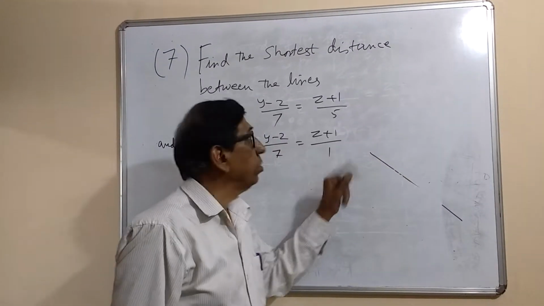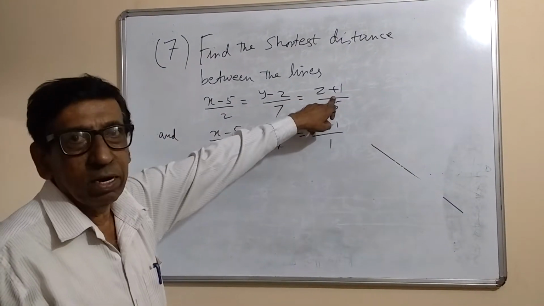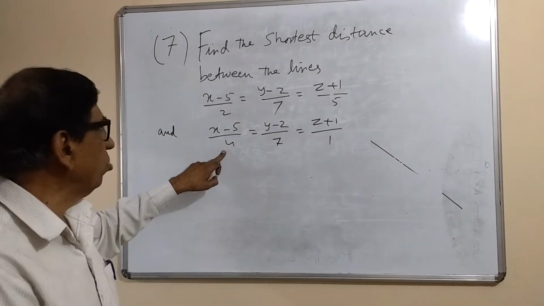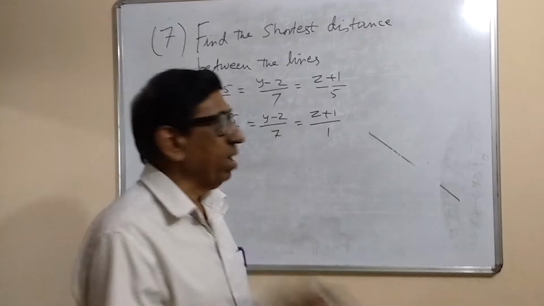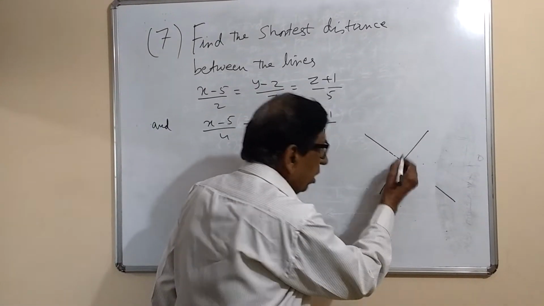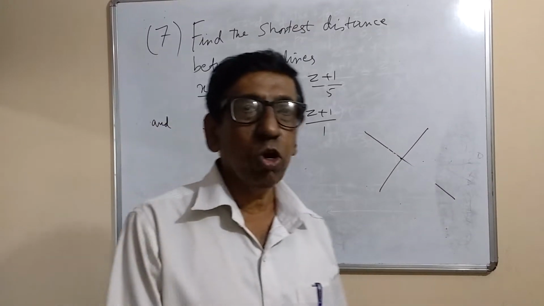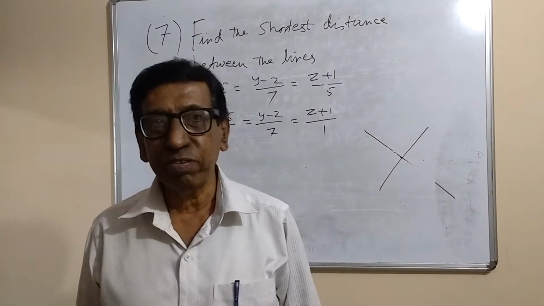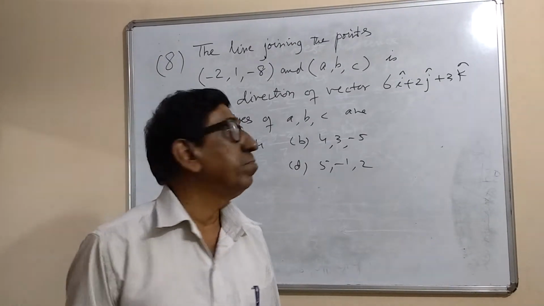But here, this line passes through the point (5, 2, minus 1). And this line also passes through the same point, (5, 2, minus 1). It means both the lines are passing through the same point. It means the lines are intersecting. Therefore, the shortest distance is 0, obviously. Now we are taking shortcut 8.